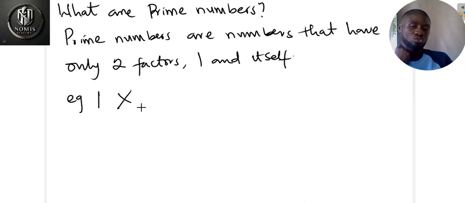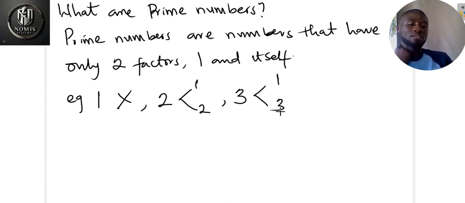So what about 2? 2 is a prime number because 1 can divide 2 and then 2 can divide 2 without any remainder. Therefore, 2 is a prime number. What about 3? Yes, the same is applicable. 1 can divide 3 and just 3 can divide 3 without remainder. Any other number cannot divide it. So 3 is also a prime number.